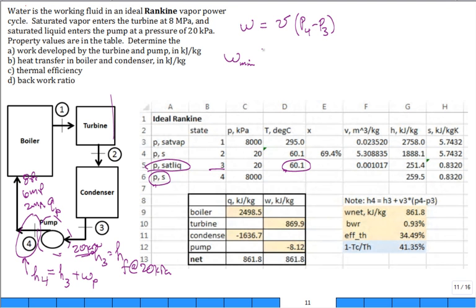That would be minus the integral V dP. I know there's a change in kinetic and a change in potential, but almost always we neglect that. Does anybody remember this equation?